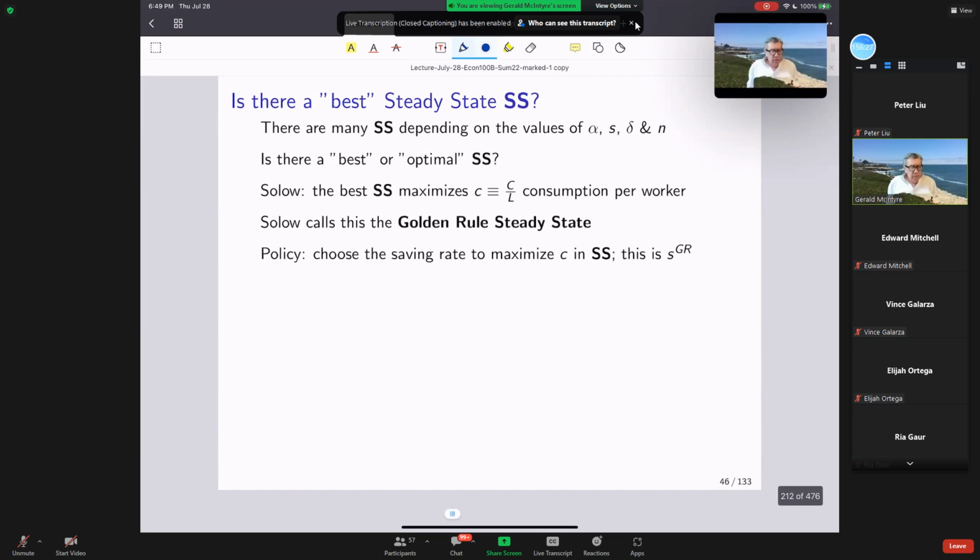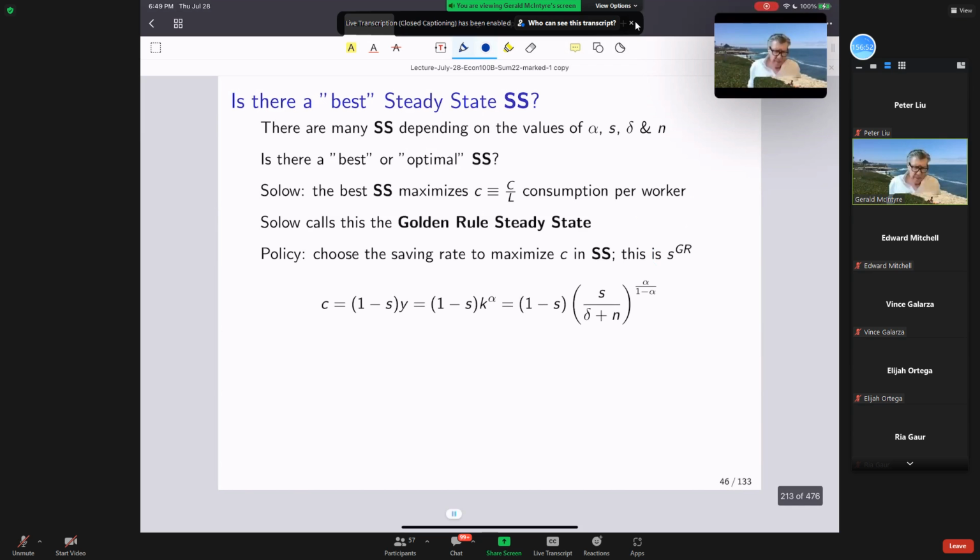So the idea behind this steady state is to choose the savings rate that will take you into the maximum consumption per worker. That savings rate will be called the golden rule savings rate. So that's small s, golden rule. There's a unique savings rate that will take you into this special steady state.